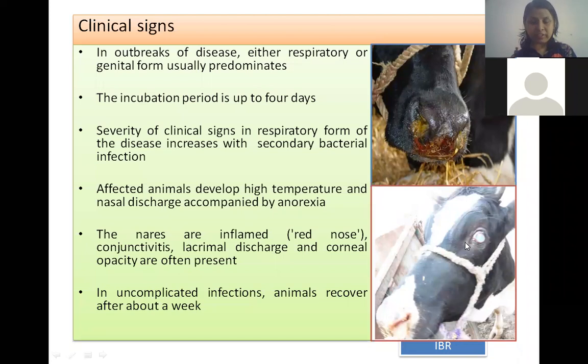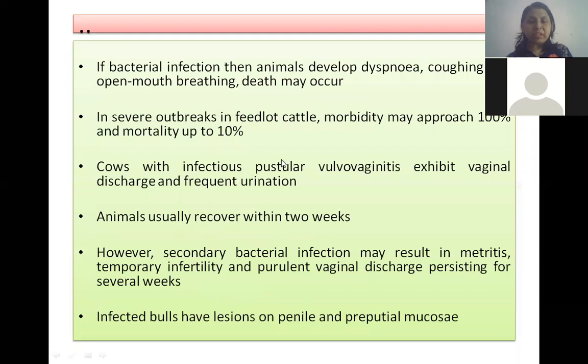Here you can see the corneal opacity. In uncomplicated infections, animals recover within a week, and if bacterial infection develops, then animals develop dyspnea, coughing, open mouth breathing, and death may occur. Generally, infection is less in free range cattle, and severe outbreaks occur in feedlot cattle, and their morbidity reaches up to 100%, and mortality may occur up to 10%.